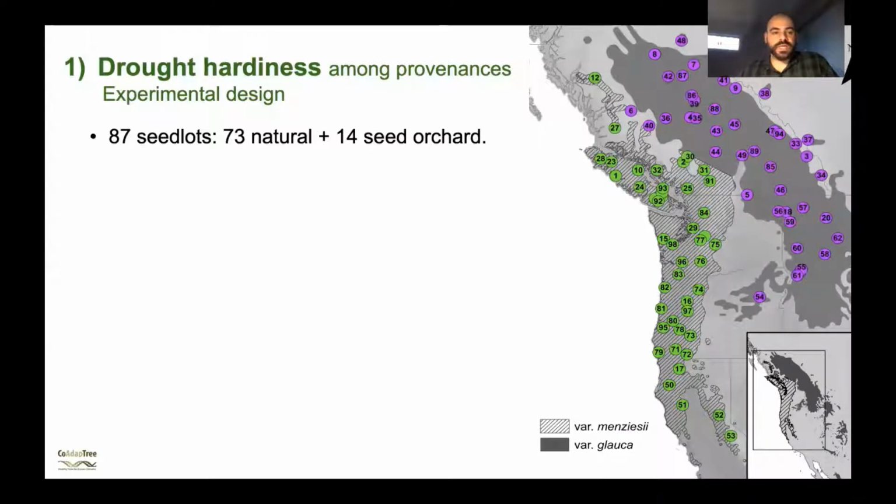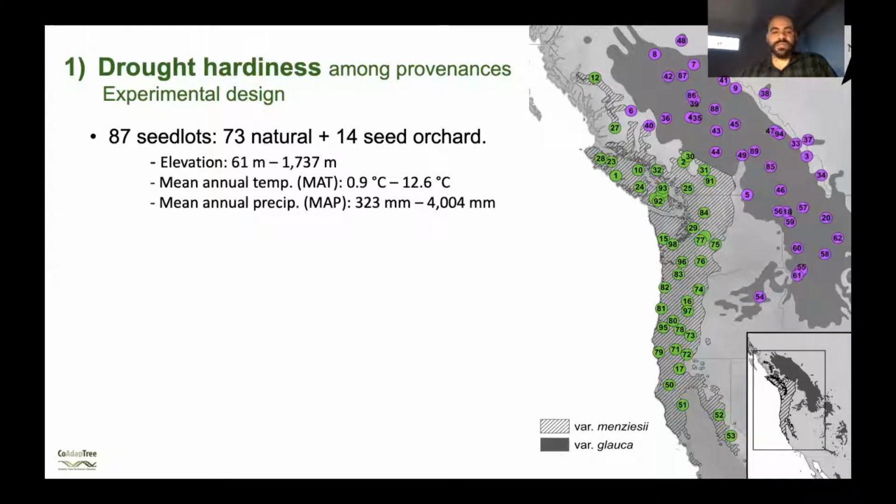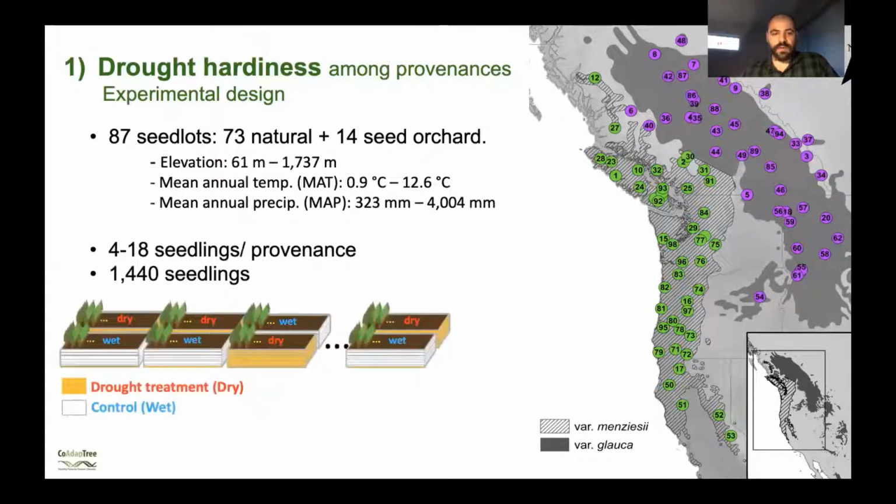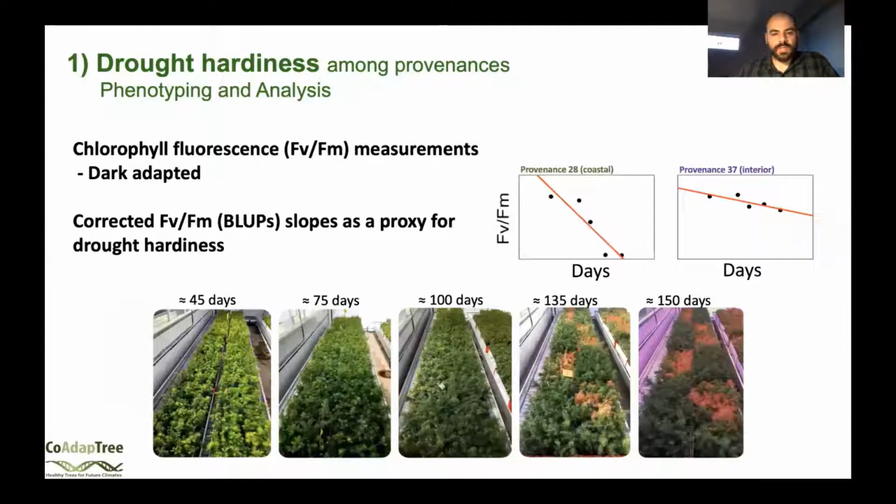To try to answer those questions, I established a common garden experiment in a greenhouse with 87 seedlots or provenances. And those provenances represent a wide range of environments. In the experiment, I divided the plants in half: one half I submitted to an extreme drought condition, so drought to death, and the other half I used as a control to test for the difference. Every box that you're seeing here had at least one plant from each provenance. And here is the experiment.